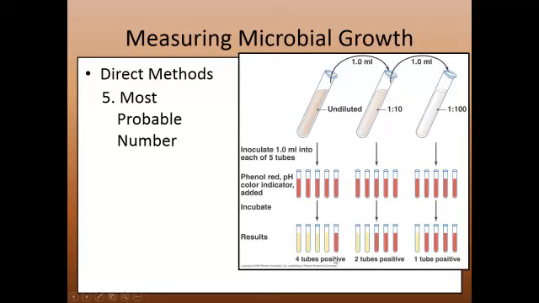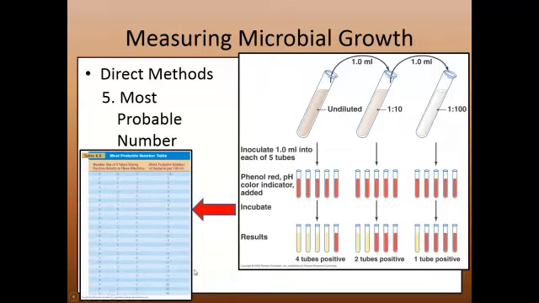Then if you have any cells at all in the tube, it turns the indicator yellow, indicating fermentation. So, for your undiluted, I had 4 positive tubes. For my 1 to 10 dilution, I had 2 positive tubes. And for my 1 to 100, I had 1 positive tube. Then I would go to a chart that had all of the information from years of testing this kind of test to give me a most probable number of bacteria per 100 mls.